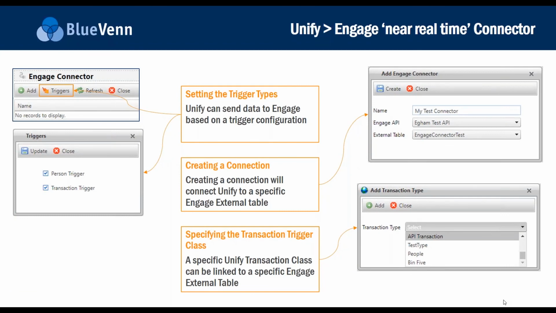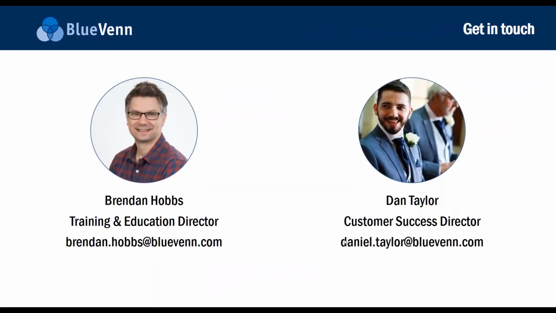You can then set the triggers. What event do you want to happen to send this information to Engage? So we've set up triggers within Unify to say, when we've received certain data, we're going to trigger the data send to Engage. And this is the real-time connector in a nutshell. If you want to learn more about that, then please don't hesitate in getting in touch with us, and we can give you a proper walkthrough of this part of the system.